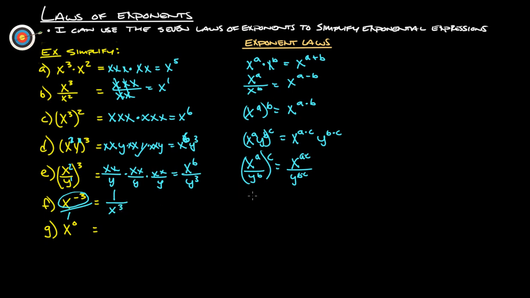All right, so x to the negative a is going to equal 1 over x to the positive a. Okay, and then last one, x to the 0.